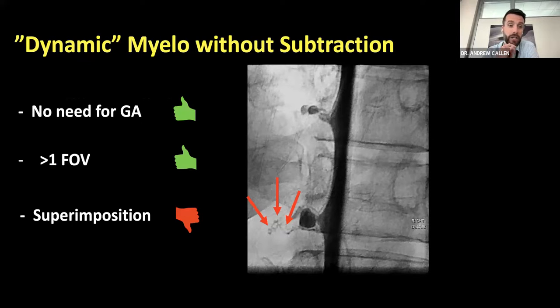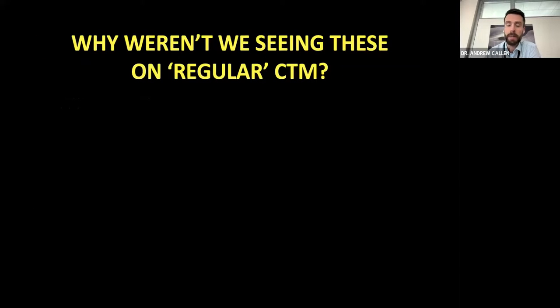Very shortly thereafter, this was described by authors at Duke that you could perform this under fluoroscopy, live fluoroscopy without subtraction. The benefits of this, that you don't need to use general anesthesia, you can have more than one field of view, but there's a lot of superimposition under artifacts with fluoroscopy.